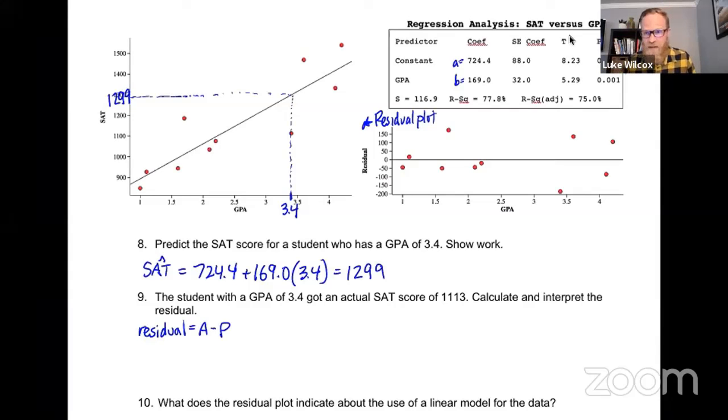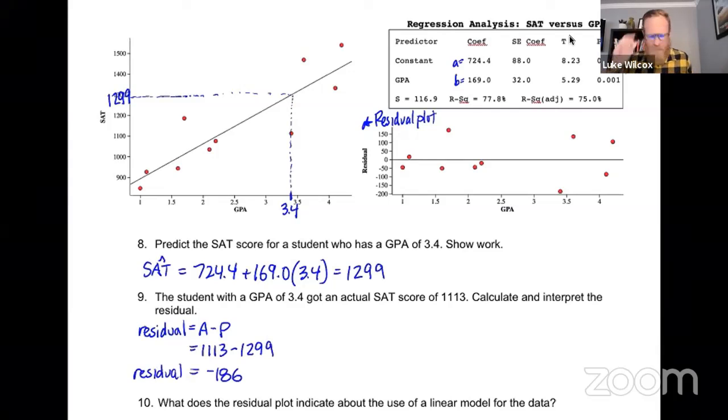A, P, right? You're sitting in AP statistics class. That should come natural to you. Actual value minus the predicted value. So for us, the actual SAT score for this student was 1113. The predicted SAT score, well, we said we thought it was going to be 1299. And so that means that we're going to get a residual of negative 186.